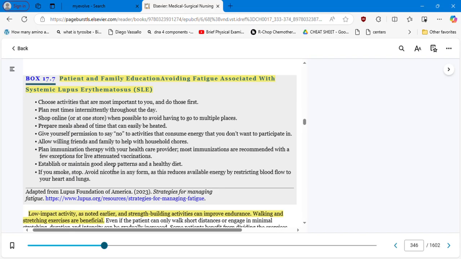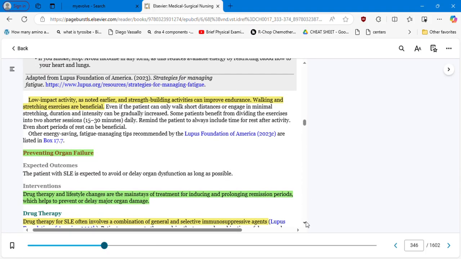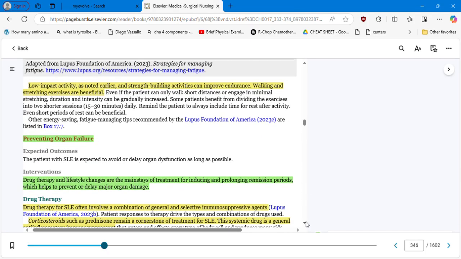Establish and maintain good sleep patterns and a healthy diet. And if you smoke, stop smoking, avoid nicotine in any form. Again, low impact activity, right? And stress-reducing activities can improve endurance. Walking and stretching exercises are beneficial, and they are low impact activity, and somehow they can reduce the stress level.